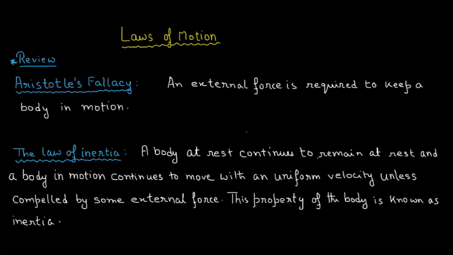Afterwards, the idea and laws of Aristotle were proven wrong by Galileo and Newton. Galileo and Newton realized that a force would only be needed to change the motion of a body, not to make it move continuously and uniformly. Now let us see the law of inertia. A body at rest continues to remain at rest, and a body in motion continues to move with a uniform velocity unless compelled by some external force. This property of body is known as inertia.